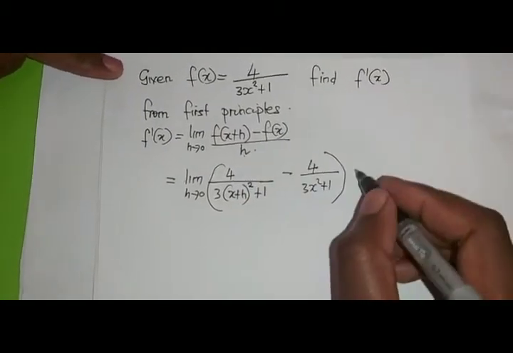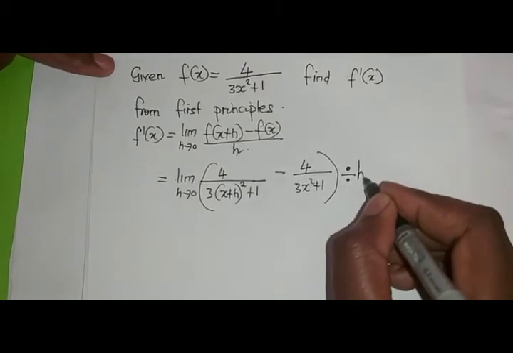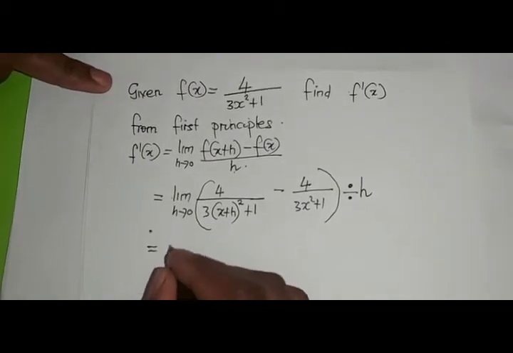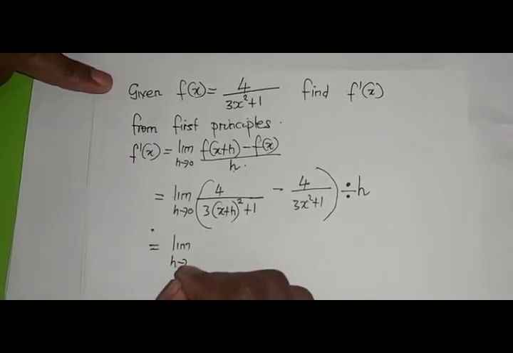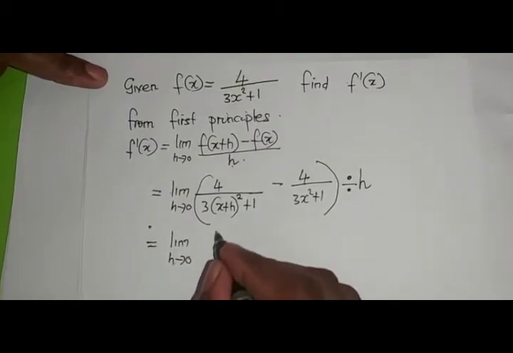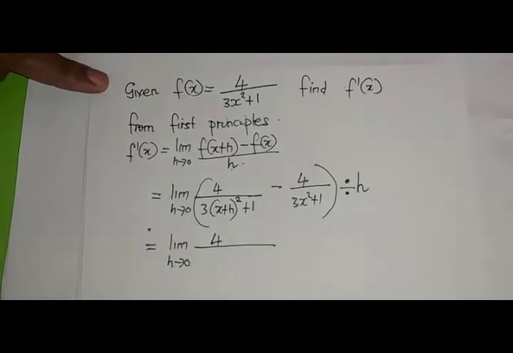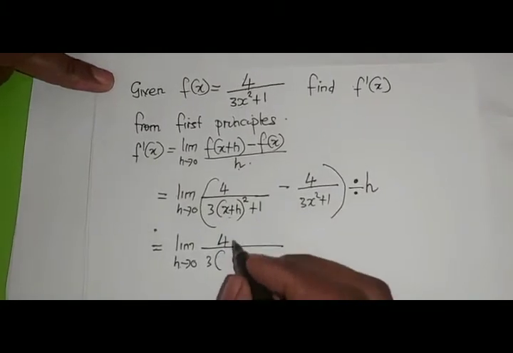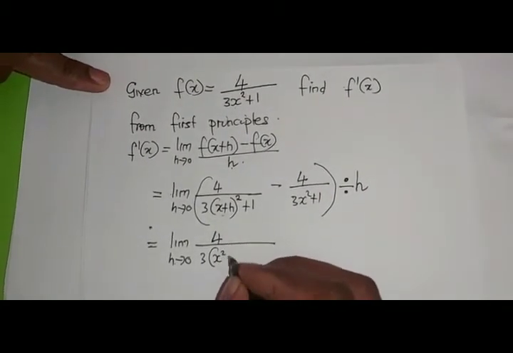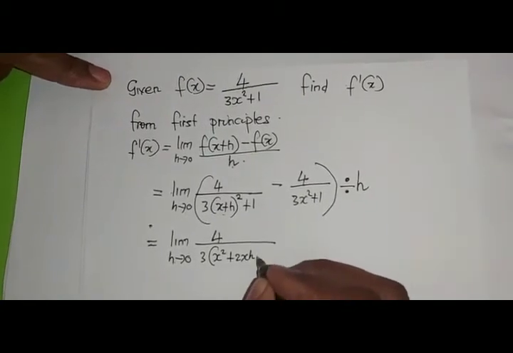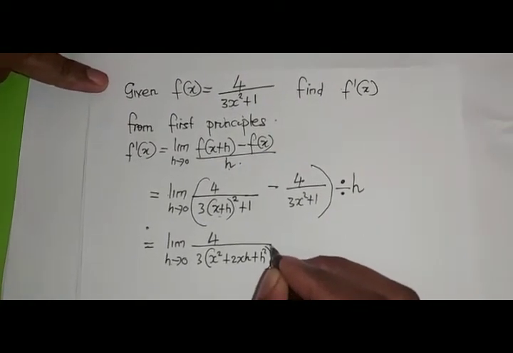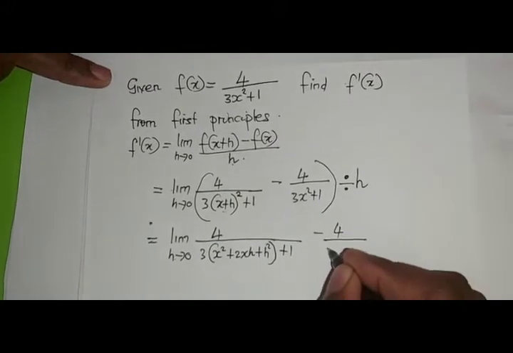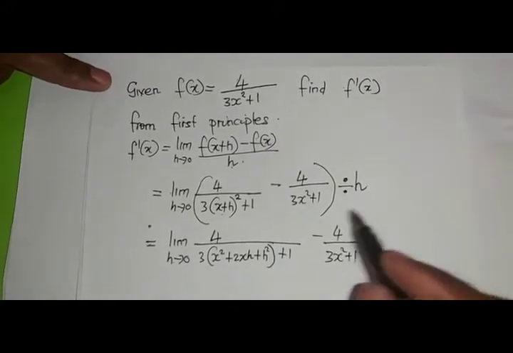Everything is divided by h, so I can even write divided by h, which is now equal to the limit as h approaches 0 of 4 over, expanding this, it will be 3 into, expanding x plus h, it will be x squared plus 2xh plus h squared, close bracket, plus 1, minus 4 over 3x squared plus 1.